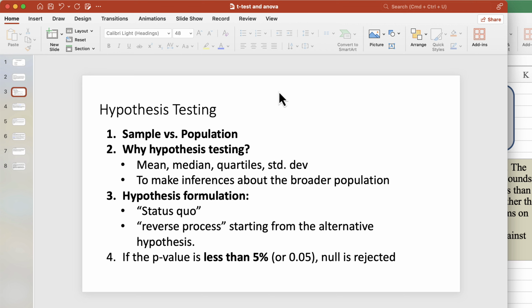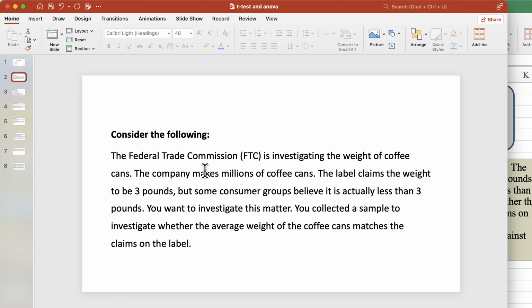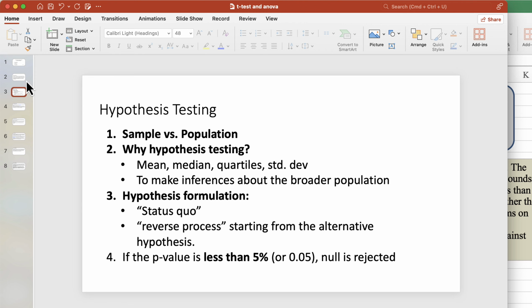Before diving into t-test and ANOVA, I will discuss some of the terms that are used. The first one is the difference between sample and population. A population is the entire set of individuals or items of interest. In this example, the millions of cans of coffee made by the company is the population. It's not possible for you to check the weight of millions of cans of coffee, and therefore you take a sample. A sample is a subset of a population.